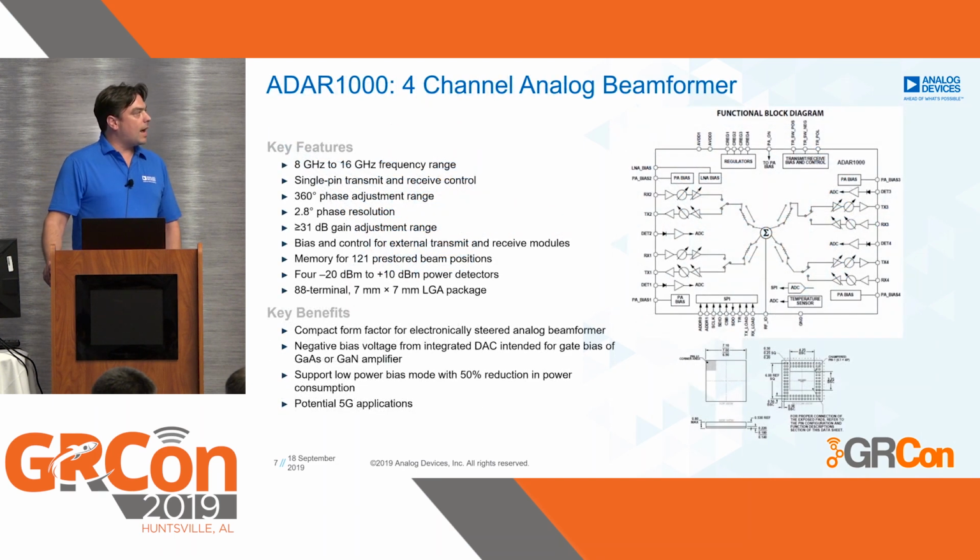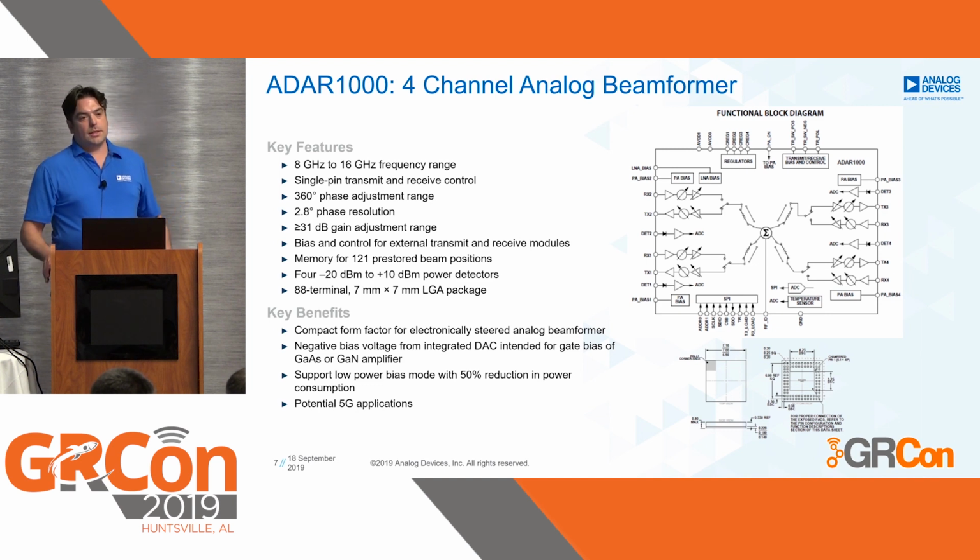Here's an example of an analog beamformer. This is a 4-channel one. It can adjust the phase between 0 and 360 degrees with a certain resolution, and you can also store some settings in a very fast hopping memory and recall them very fast.